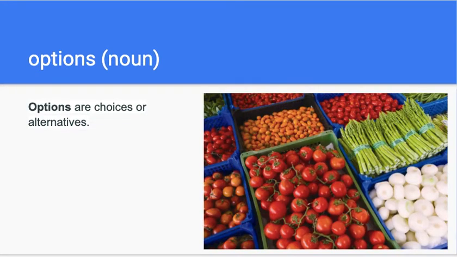The next word is the word options. Options is a noun, and options are choices or alternatives. So the grocery store offered many different vegetable options. If you go to the farmer's market, there's lots of options there to pick from.